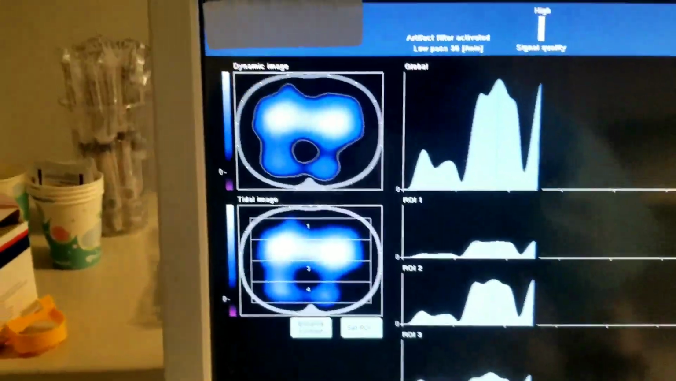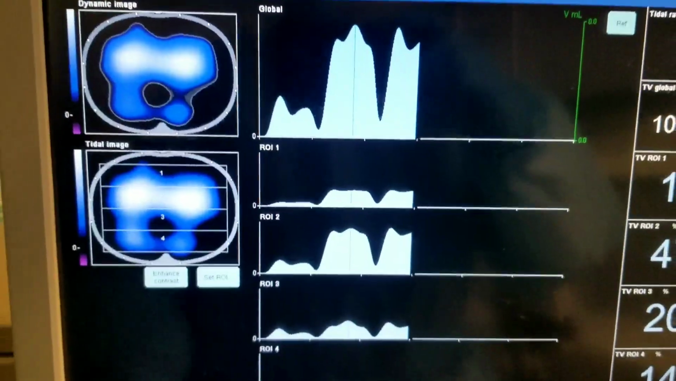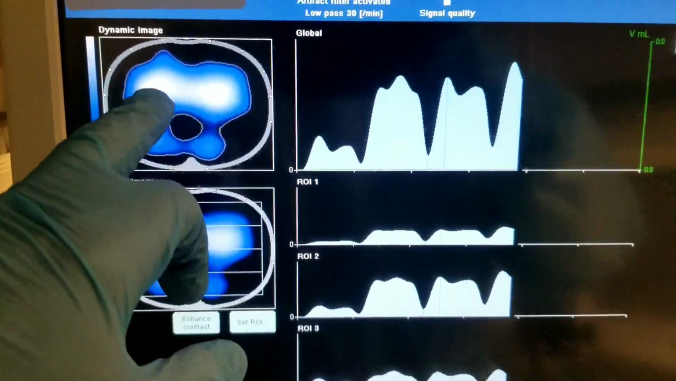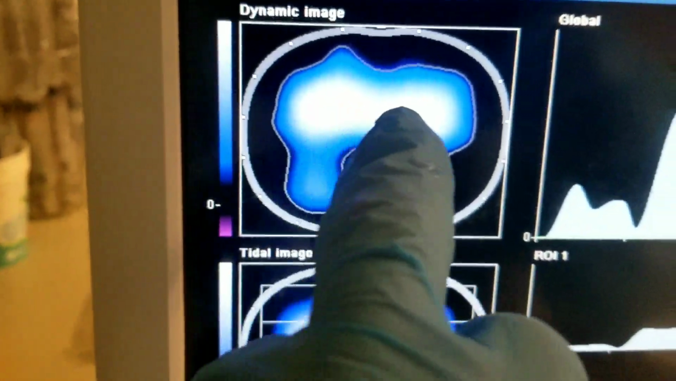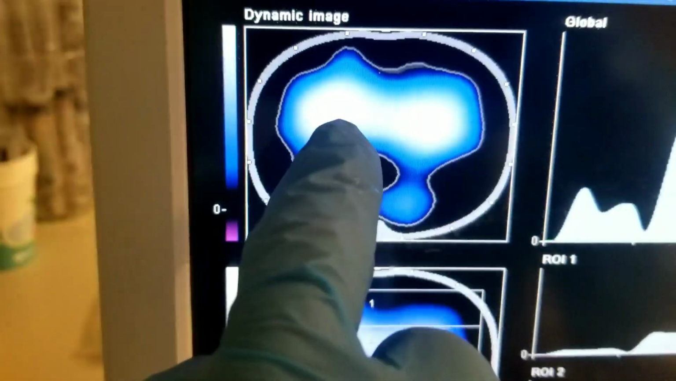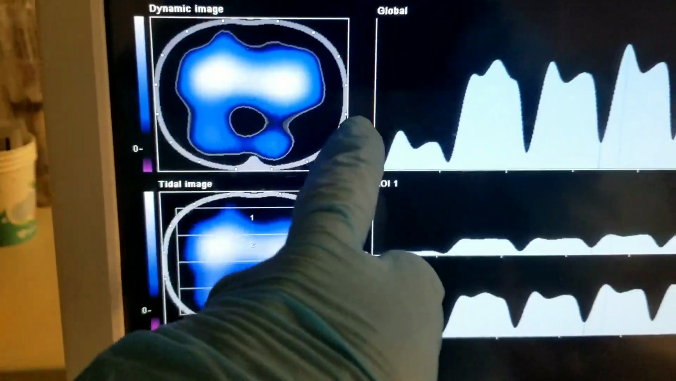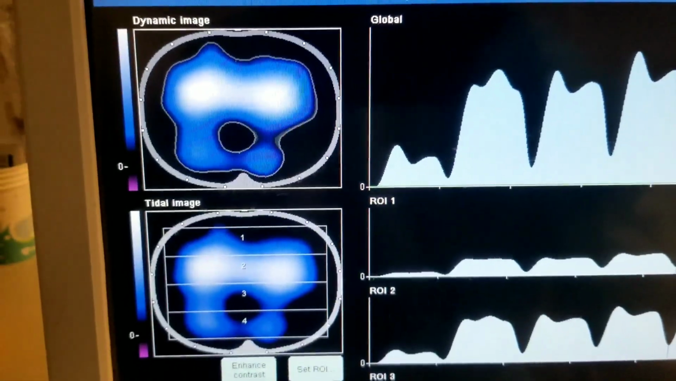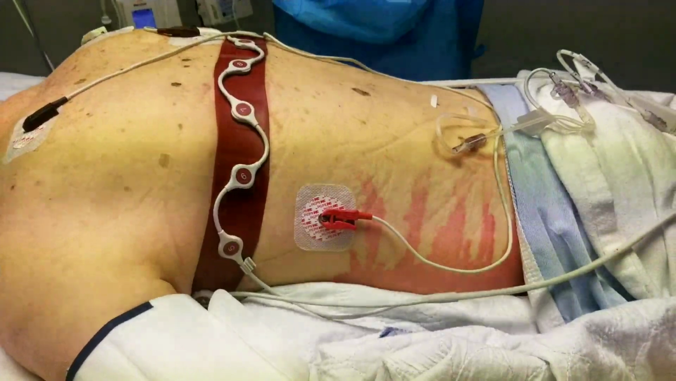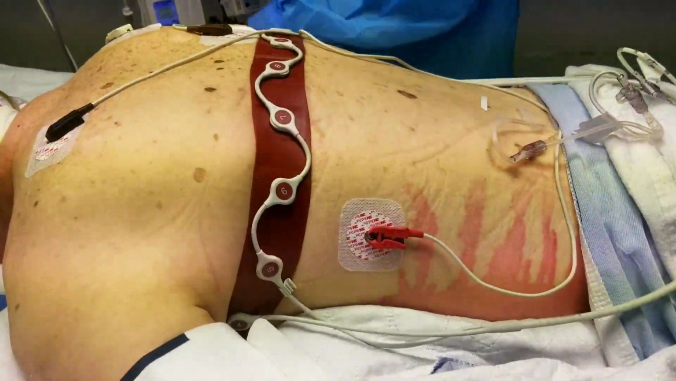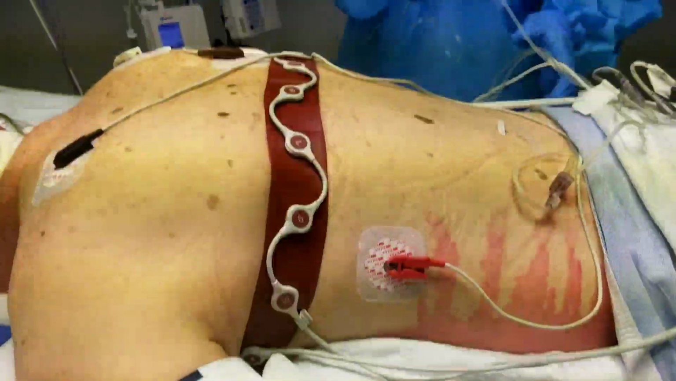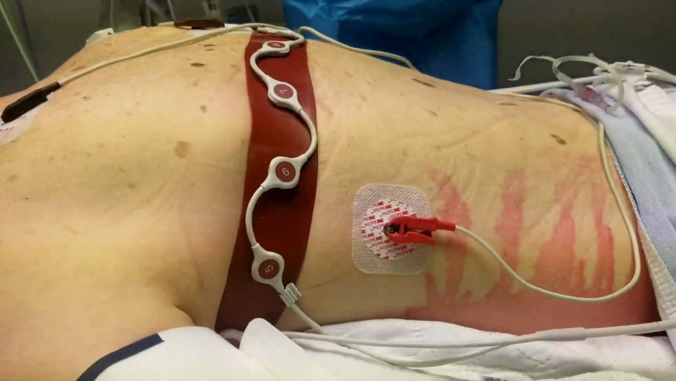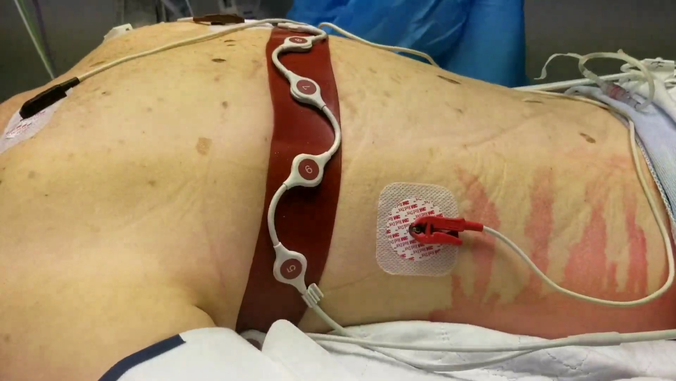So he's been about an hour on APRV. It is better now, but you see here the majority of the ventilation is over here. So we're going to flip him and we'll see what the distribution of ventilation looks like once he's prone. So this is on APRV, patient's now prone. You can see the chest hardly moves.